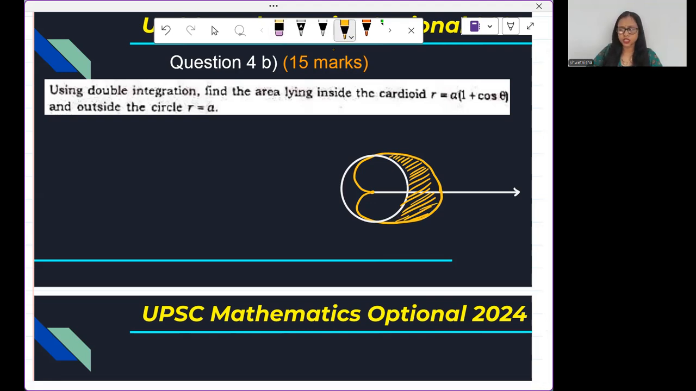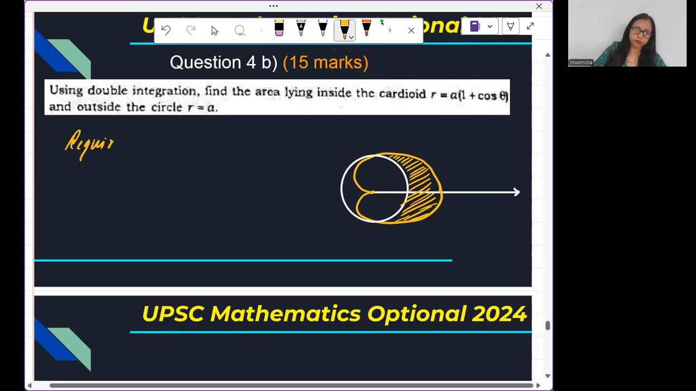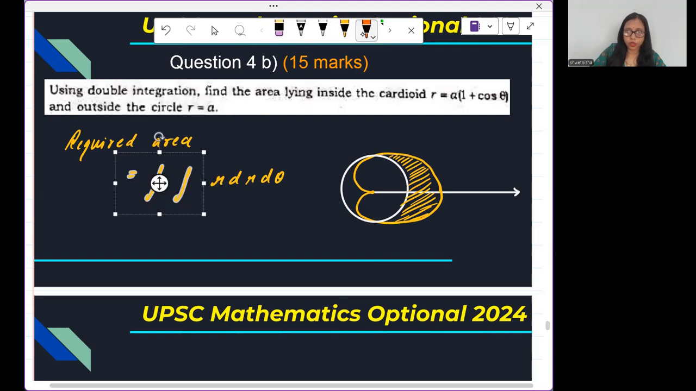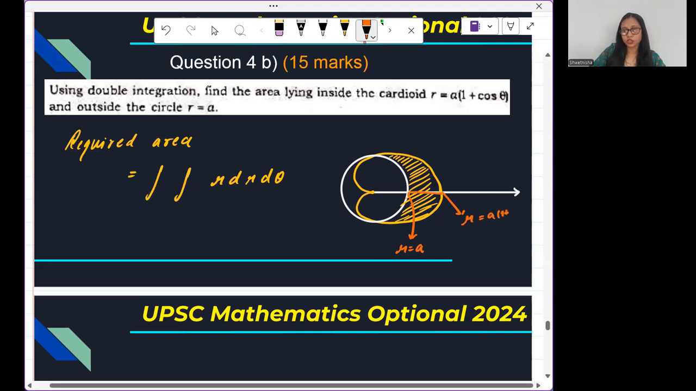Okay. So this was very easy. You have the value of r also, theta also. So the required area is double integration r dr d theta. So what is the limit of r? As you can see, it is outside a. So this point, r is equal to a, to this point, where maximum r can go up to a(1 + cos theta).